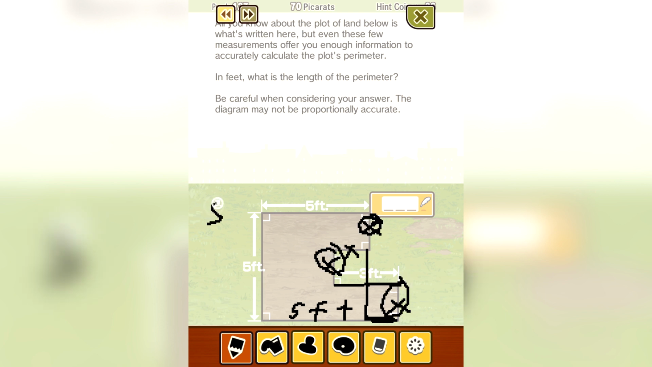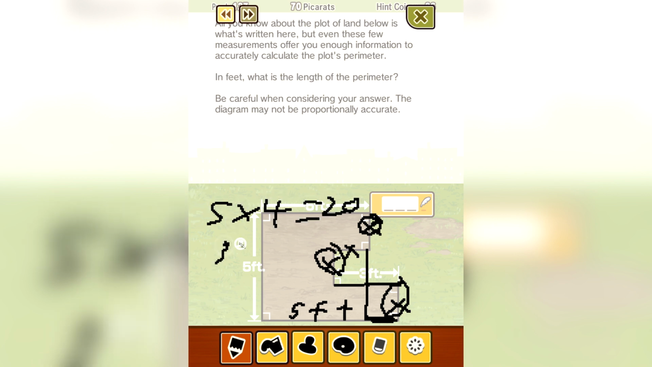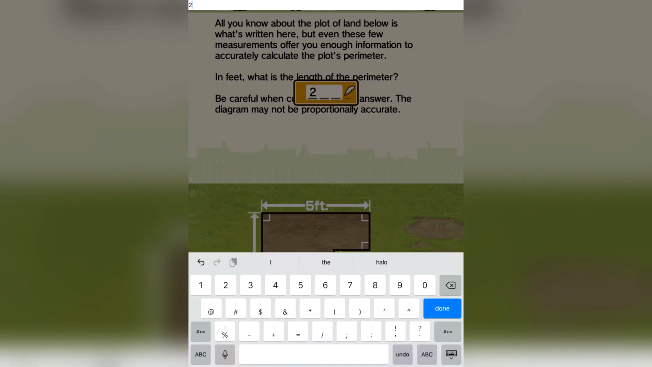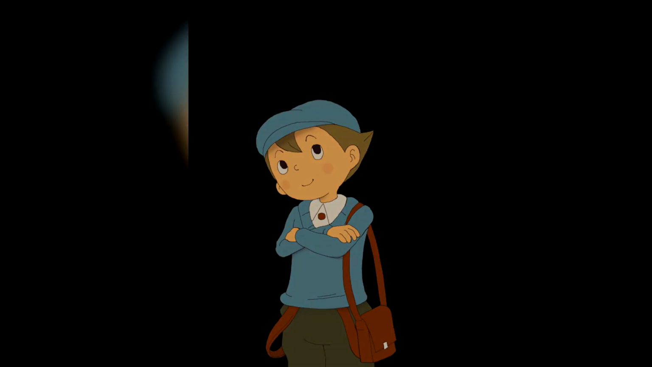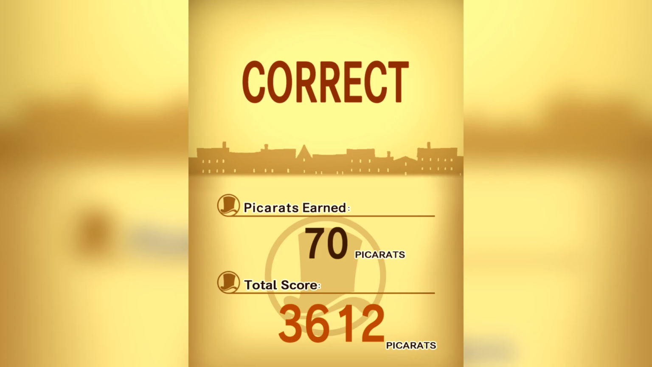So in that case, it doesn't actually matter, because we can just multiply 5 by 4 equals 20, and then 3 times 2 equals 6, and then that equals a total of 26. That took me longer than it should to figure out, probably. I think I got it. Okay, 70 Pickarats. There we go.